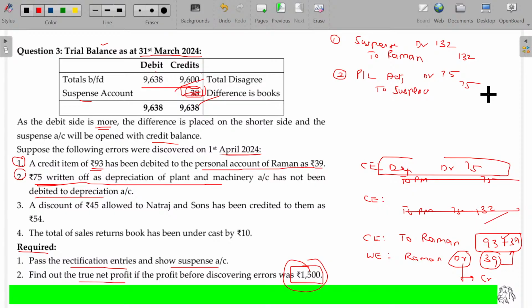If the rectification happens after the 12 months, before the final accounts, then the P&L adjustment account will carry only depreciation. Only depreciation. Is that clear?